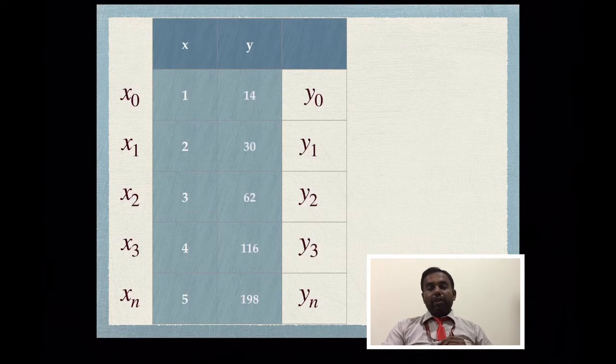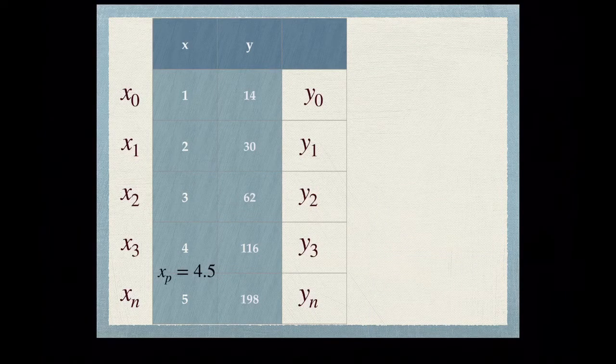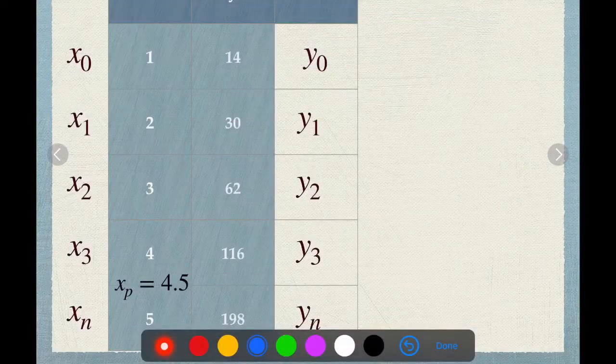We have been told to find at x is equal to 4.5, so we will take xp to be equal to 4.5. It is easily visible that 4.5 is nearer to xn, right? In the earlier case, the point xp was nearer to x naught, but this one, xp is nearer to xn.